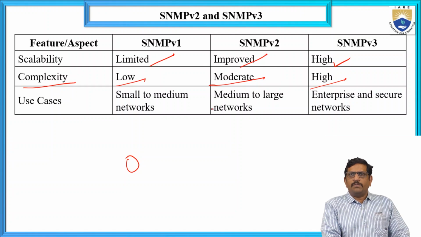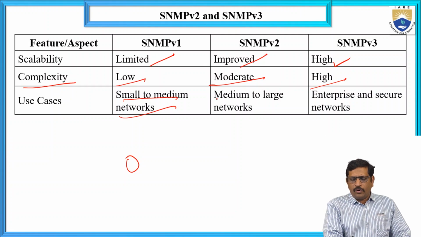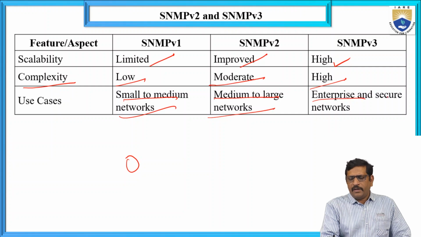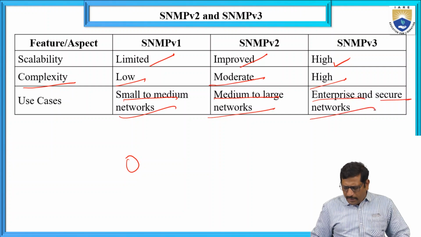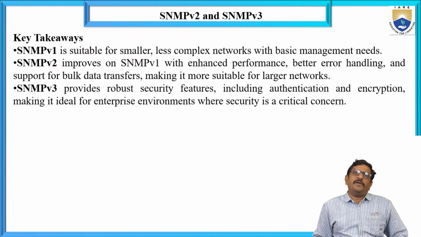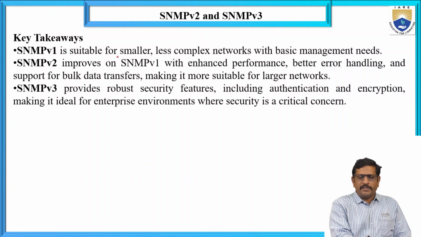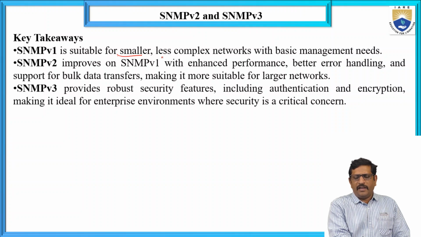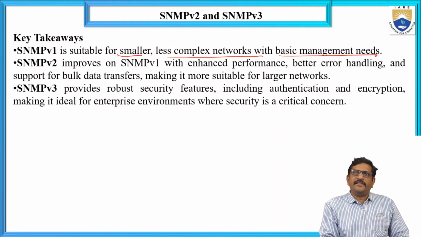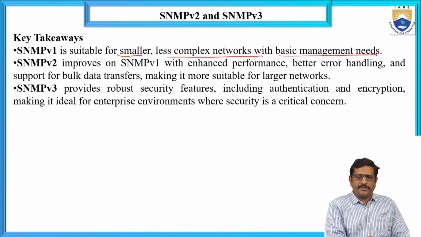Use cases now. Small to medium networks, small to medium network use cases, and medium to large networks. Here, for enterprise and security of the networks, we are utilizing SNMPv3. In general, the key takeaways: SNMPv1 is suitable for very small networks and low complexity networks with basic management needs and basic management operations.